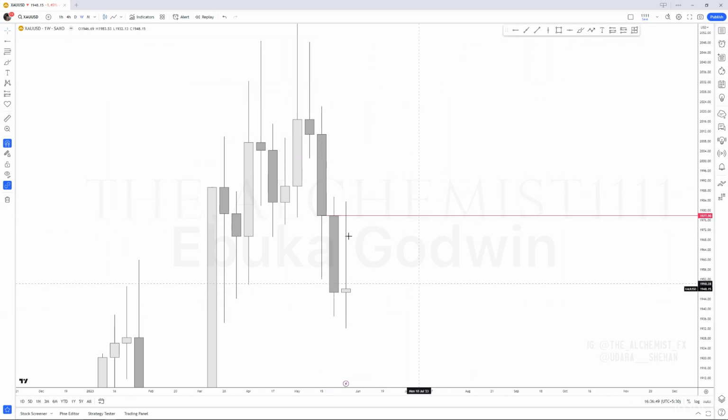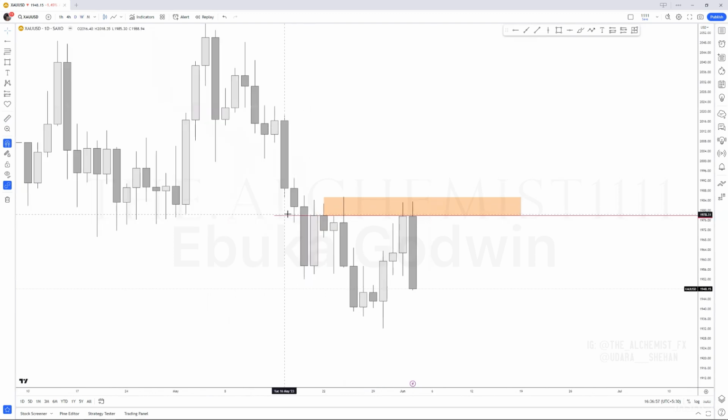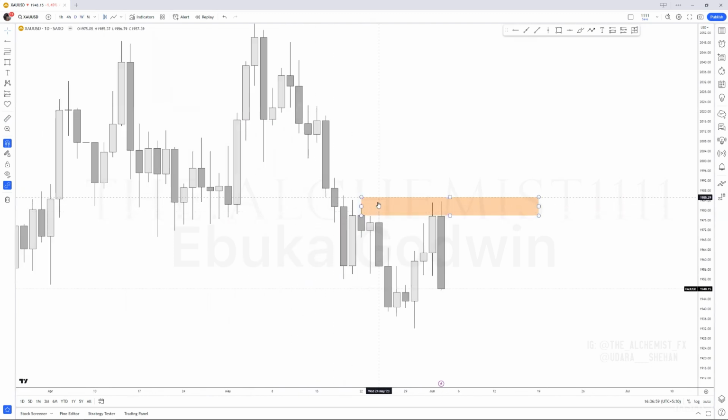Then what you could do is, inside of this open close, go into the lower time frames and do some refinements. Let's go to the daily. Did we have anything to refine this into? No, just a long wick. Then let's go to the H4.